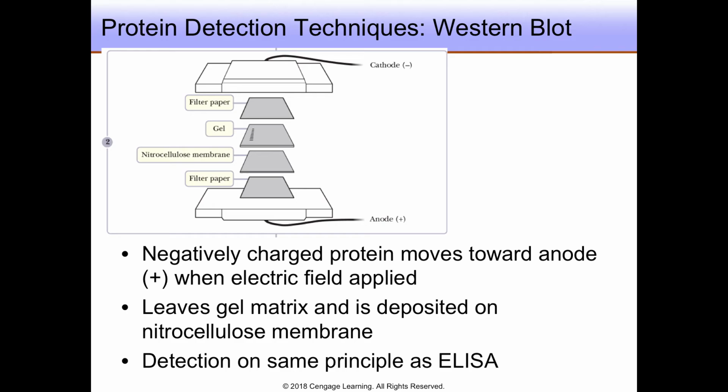The transfer from the gel to the membrane is accomplished by preparing a kind of paper sandwich soaked with a buffer. The membrane is placed underneath the gel and a current is applied. The negatively charged protein moves toward the positively charged anode on the bottom, thereby leaving the gel and being deposited on the nitrocellulose membrane. Detection on the membrane is then accomplished in a similar fashion as the ELISA technique, using primary and secondary antibodies. These various techniques represent the application of known chemical and physical principles with the goal of the study of protein structure and function.